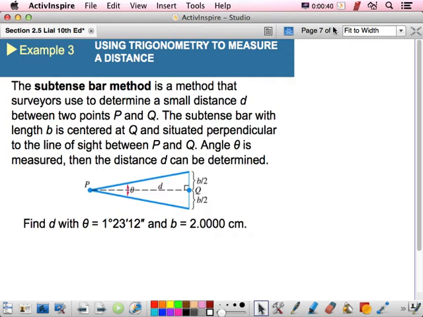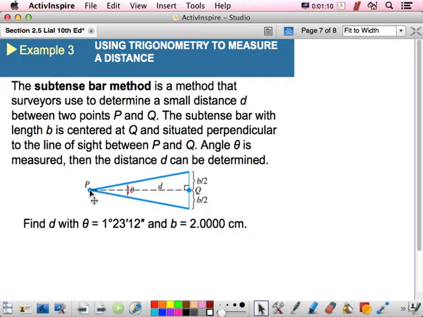So here's what they do. They take a subtense bar that is measured very, very precisely, and it has a length, in this case, of what we call B. Okay? And it is centered at a point Q. And the angle theta is measured from the point in question to the ends of the subtense bar. And that will allow us to use right triangles to figure out the distance between P and Q, which they have labeled D.